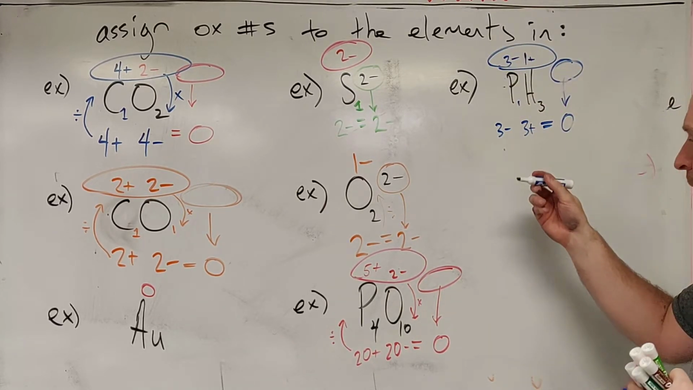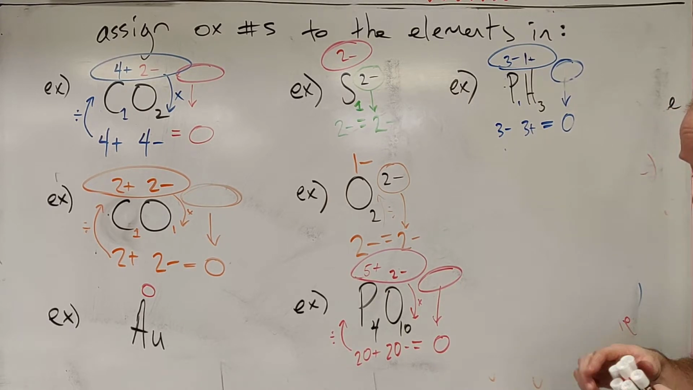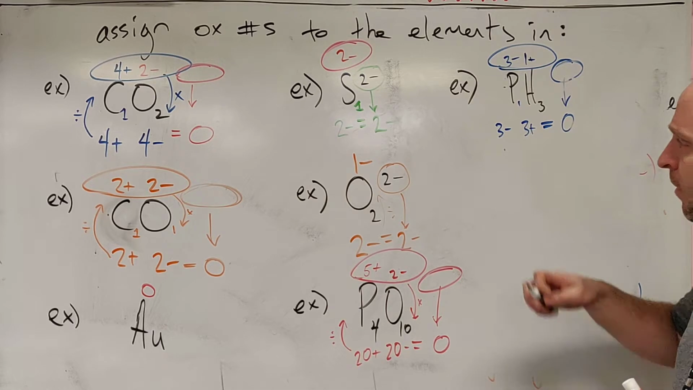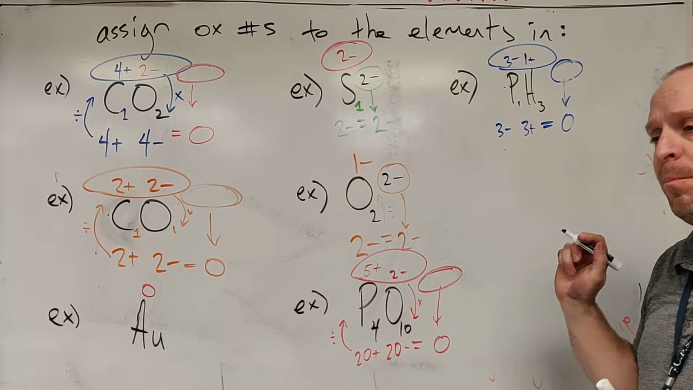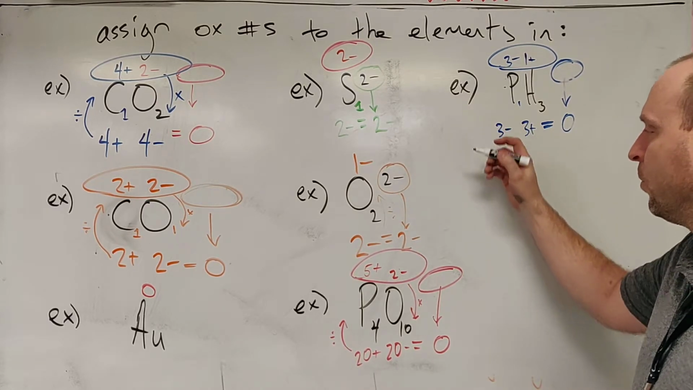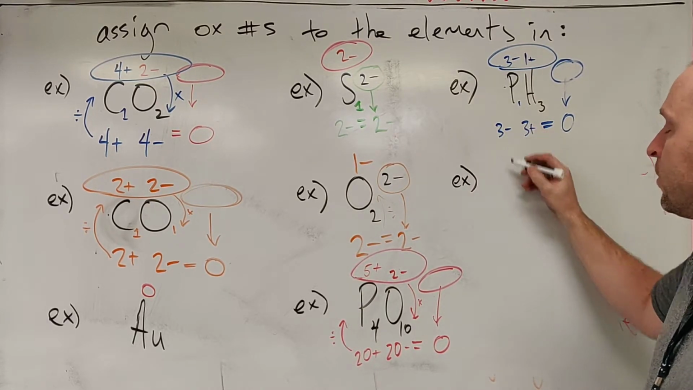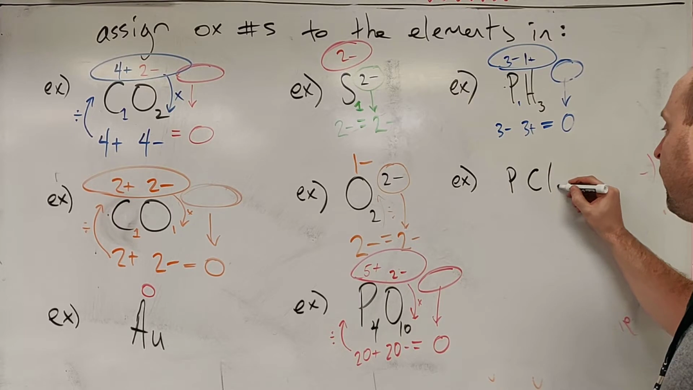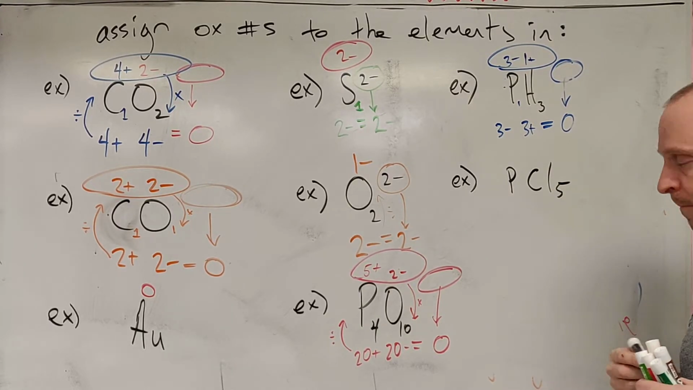But what about in a slightly different scenario with phosphorus again? Because phosphorus can do things that nitrogen can't, right? Things after the second period on the periodic table can start to break the octet rule with more than 8 valence electrons. So if you look at PCl5, phosphorus pentachloride, okay?